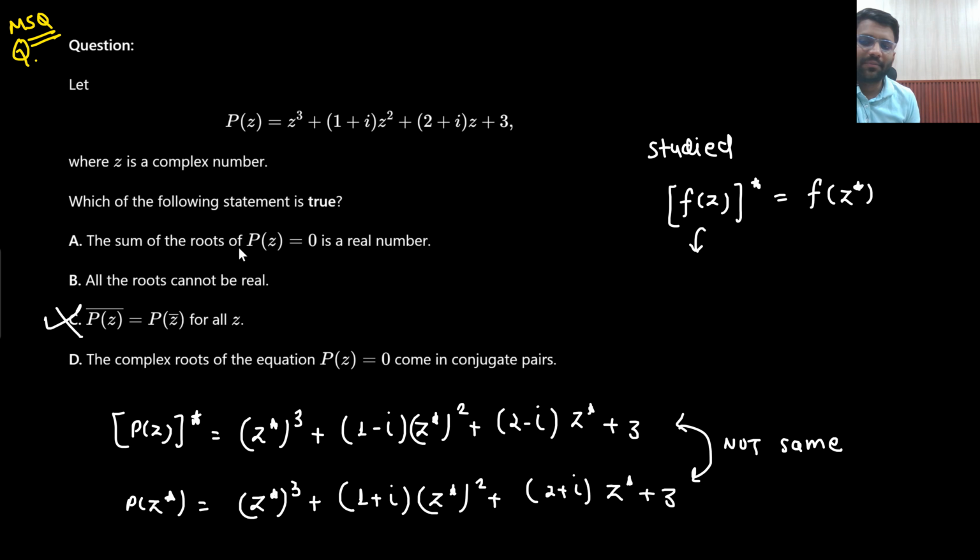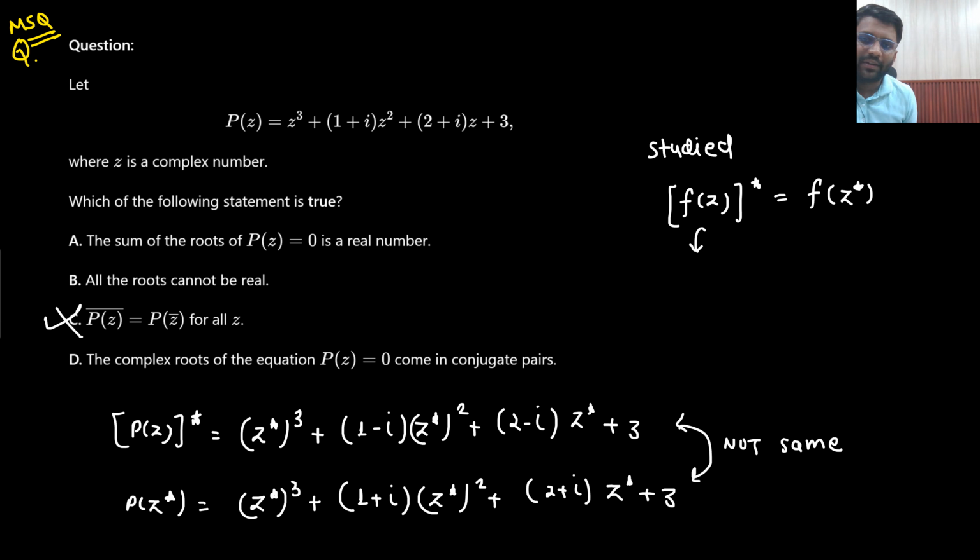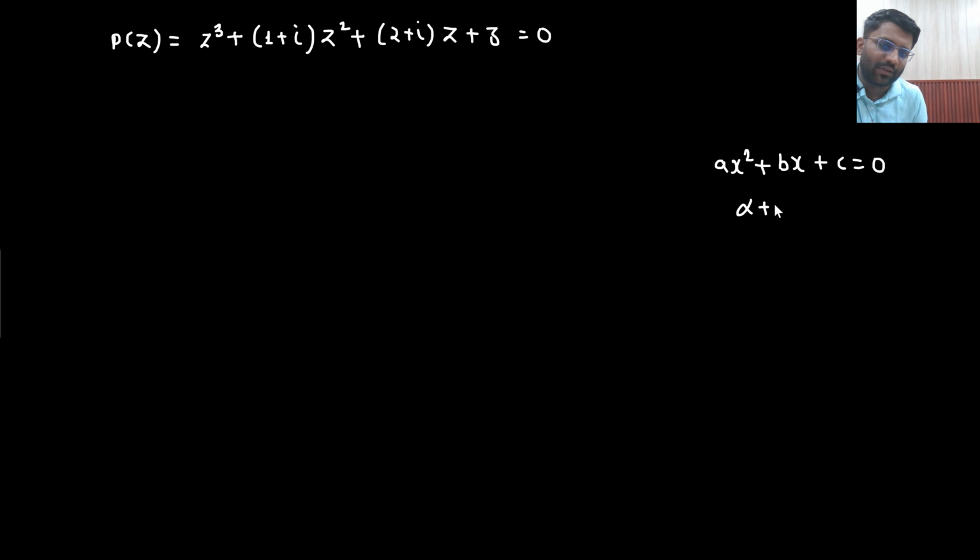Okay. First option, the sum of the roots of pz equals to 0 is a real number. What will be the sum of roots? Do you remember it? Pz is given as z cube plus 1 plus iota z square plus 2 plus iota z plus 3. What is the sum of roots? You always start from equals to 0. Do you remember this thing? ax square plus bx plus c equals to 0. What is the sum of roots? Sum of roots says minus b by a. What is the multiplication of roots? That would be nothing but c by a.